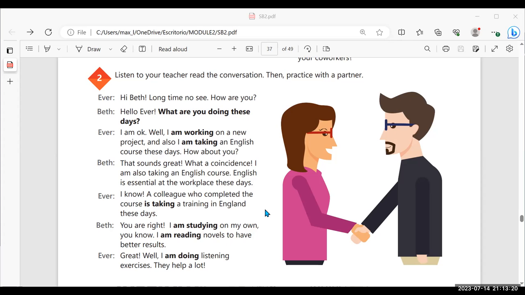And the other colleague. Which one? It's written collage, it would be like collage. I'm trying to identify where it is. It says, Ever, I know a collage. Okay, I know a colleague, a colleague. Colleague. Yes, colega, a colleague.